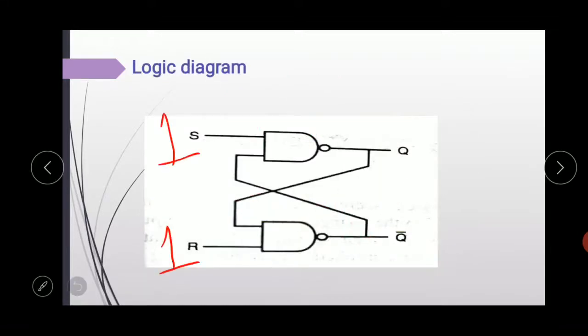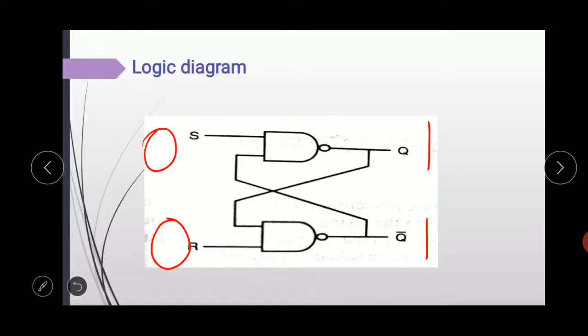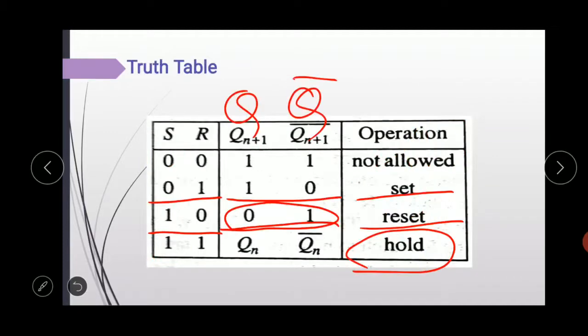Then the last one, when we give 0 0. As we know, for any 0 input to the NAND gate, the output is 1. As the outputs are complements of each other, it is not possible that both the outputs are 1. So this is a not allowed condition. So this is all about the truth table and logic diagram.